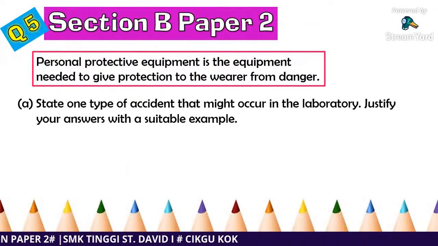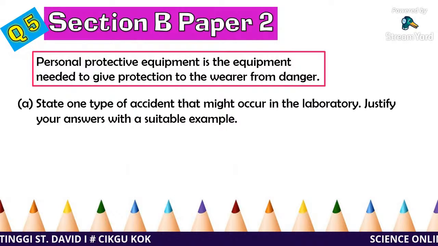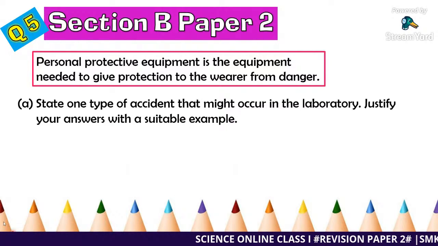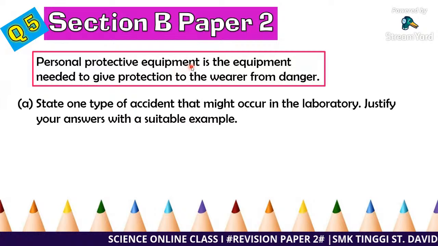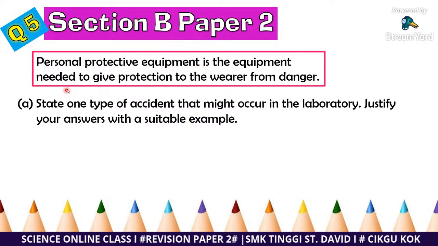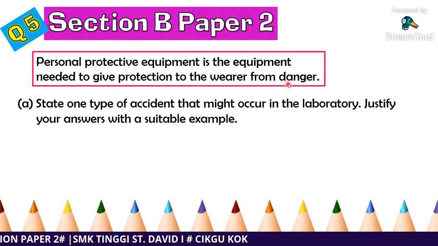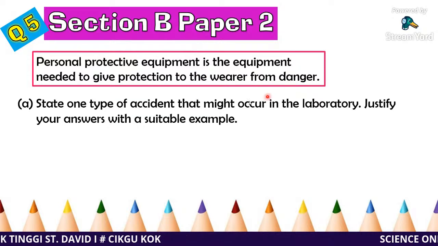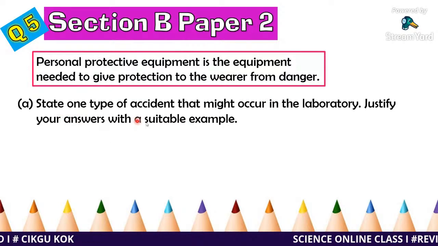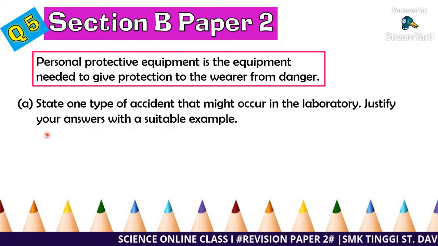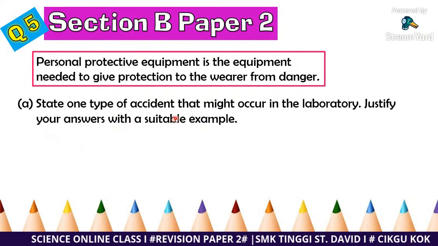Okay, then we go to section B. Section B, we start with question 5. Now the personal protective equipment is the equipment needed to give protection to the wearer from danger. So from here, can you state one type of accident that might occur in the lab? Justify your answer with a suitable example.